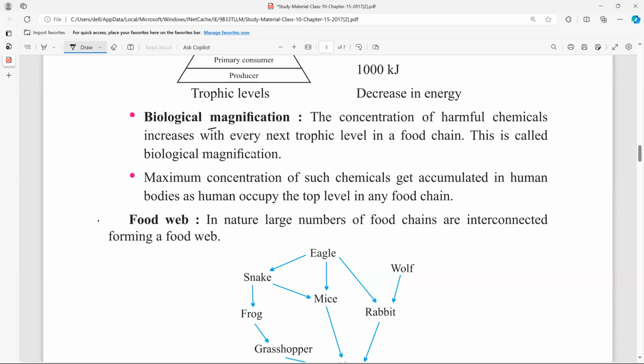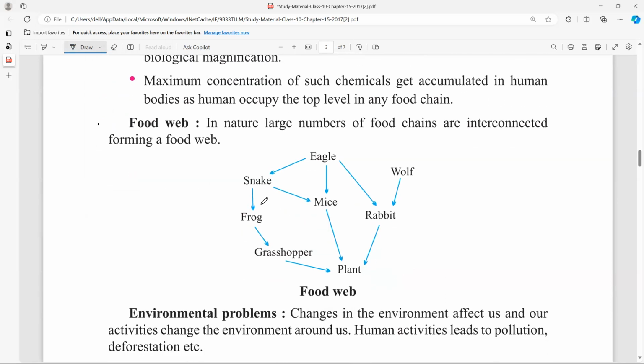Now next one is food web. So food web is simple. It is the dependency of food in nature, where large animals' food chains are interconnected, forming a food web. For example, a plant is eaten by the rabbit, and the rabbit can be eaten by the wolf. And the rabbit can be eaten by the eagle. Mice can eat the plant.